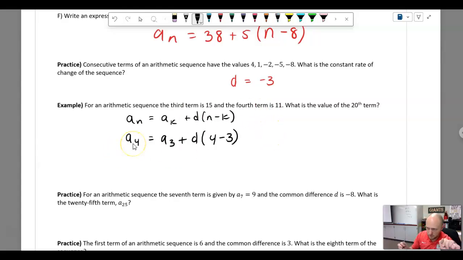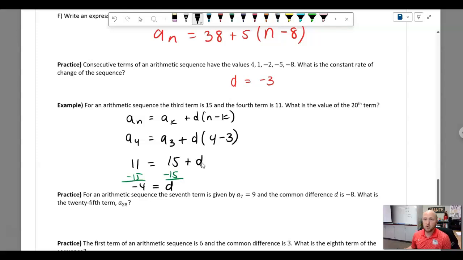So my fourth term in this case was 11. 11 is equal to 15 plus 4 minus 3, which is 1, plus d. And then I could go ahead and solve for d. And in this case, we know, this is not a secret, that d is equal to negative 4. So what's my 20th term?